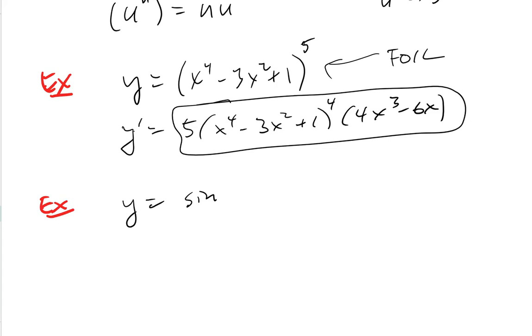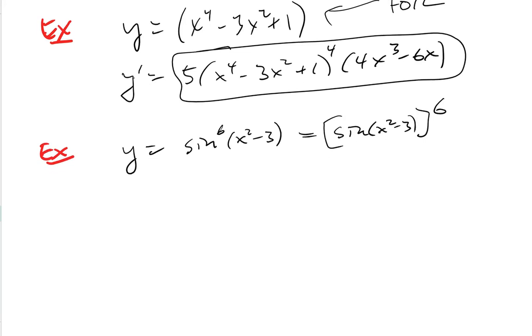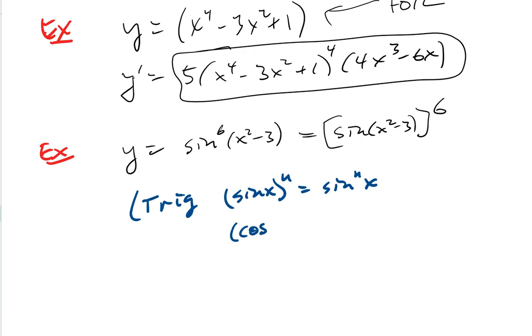If you have y equals sine to the 6th of x squared minus 3, then this can also be written as sine of x squared minus 3 all to the 6th power. Recall in trig, this comes straight from trig. This is just another way to write it. So if I had sine x to the n power, we wrote that as sine to the n of x. You could do cosine too. Cosine x squared is cosine squared of x.